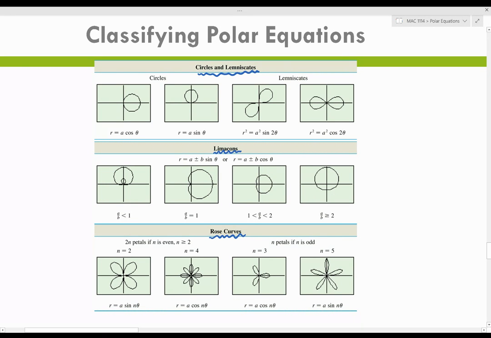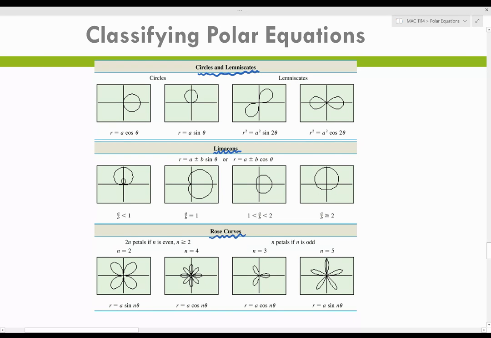So anytime you have a circle, its equation will be in the form r equals a cosine theta or r equals a sine theta. Anytime you have a lemniscate, you'll have these square terms where you'll have r squared equals a squared, either sine 2 theta or cosine 2 theta. Okay. Limacon, all right, your equations will look in this form. Okay, a plus or minus b sine theta or a plus or minus b cosine theta. And rose curves, all right, will look something like r equals a sine n theta or r equals a cosine n theta, so on and so forth.